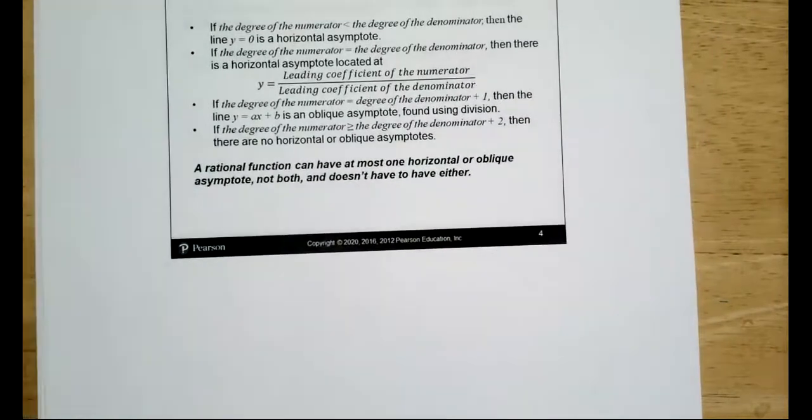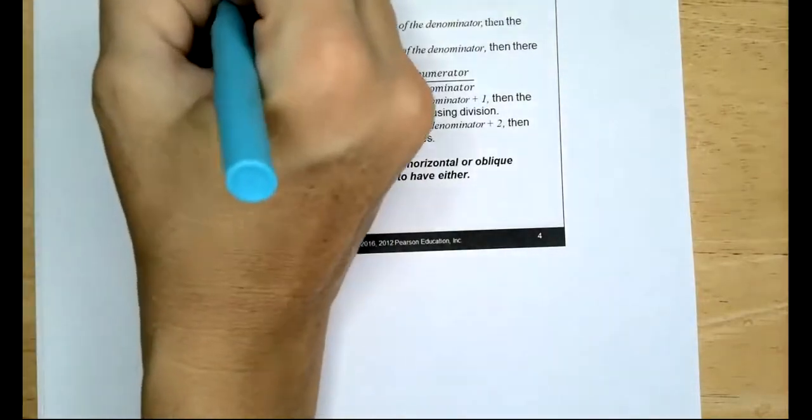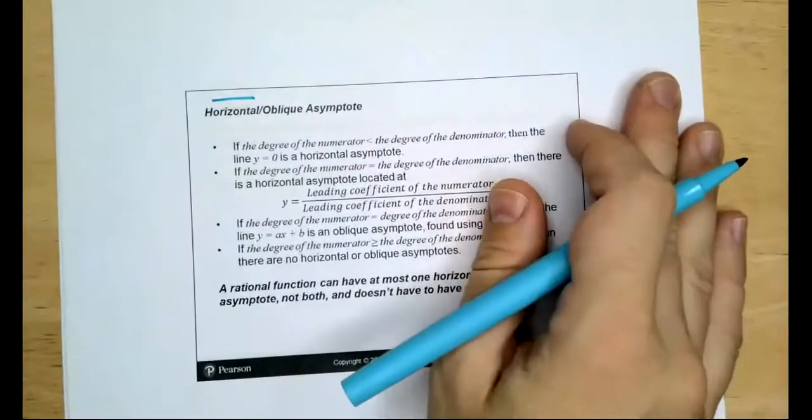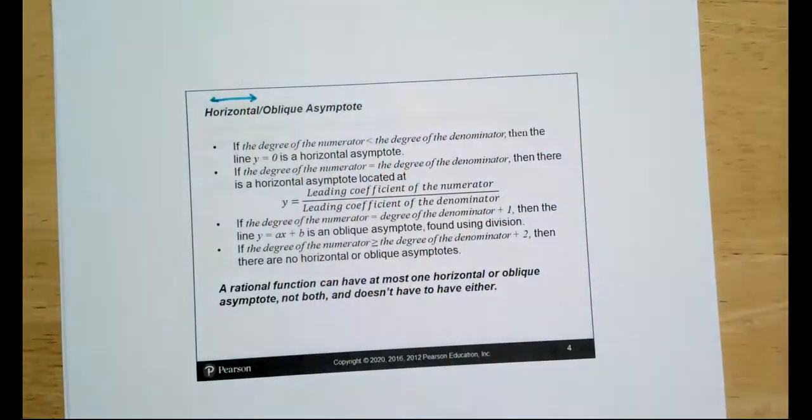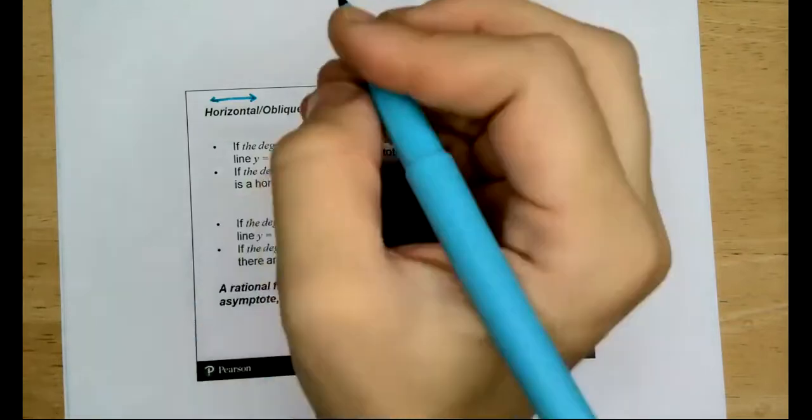The next one is horizontal. So vertical is always up and down. Horizontal would just be this way. And oh, sorry. Horizontal would be left to right. And then oblique would be slanted.